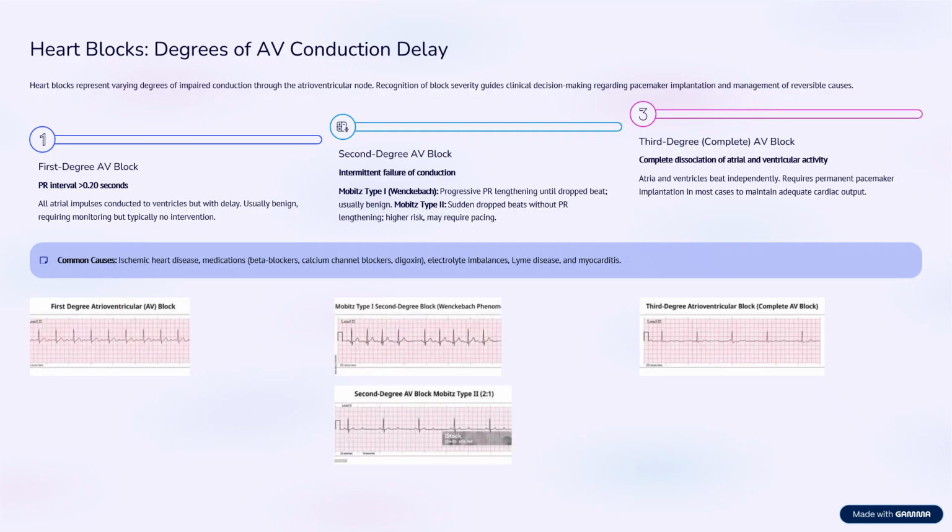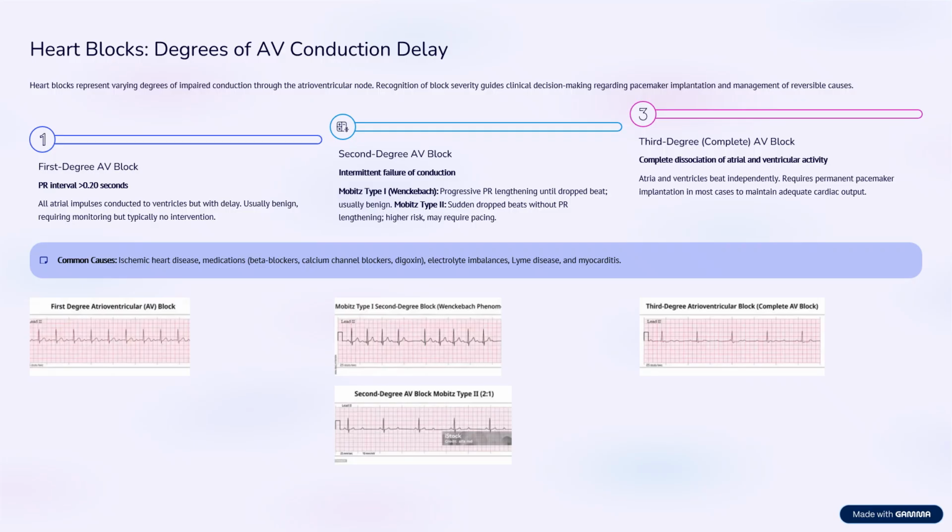In second-degree AV block, some impulses fail to reach the ventricles, meaning not every P wave is followed by a QRS complex. In Mobitz type 1, or Wenckebach block, the PR interval gradually lengthens until a beat is dropped. It's usually benign and often transient. In Mobitz type 2, the PR interval remains constant, but occasionally a QRS complex is suddenly dropped without warning. This type is more serious and can progress to a complete heart block.